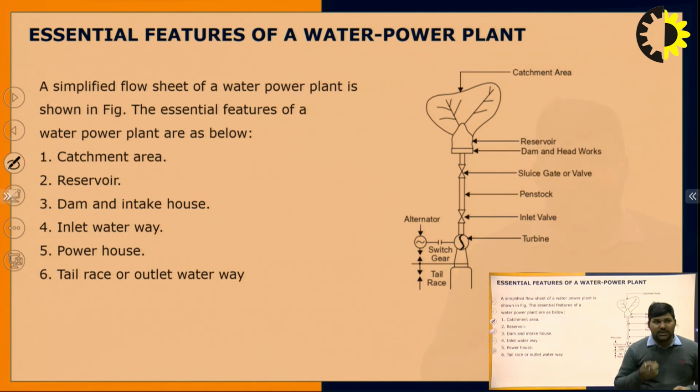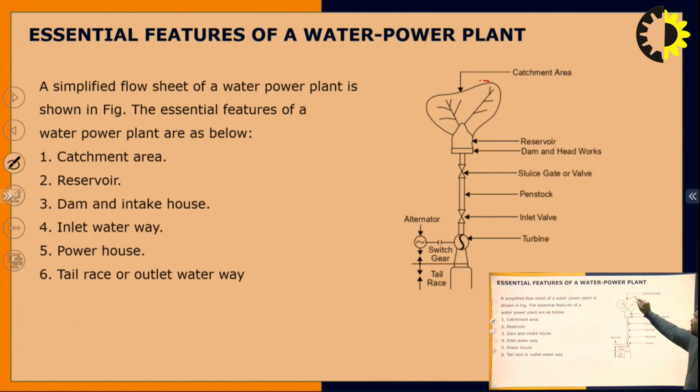We can see the essential features of the water power plant, simplified in terms of a flow chart. The simple flow sheet of the water power plant is shown in this figure. You can see here the catchment area. These are the essential flow diagram.